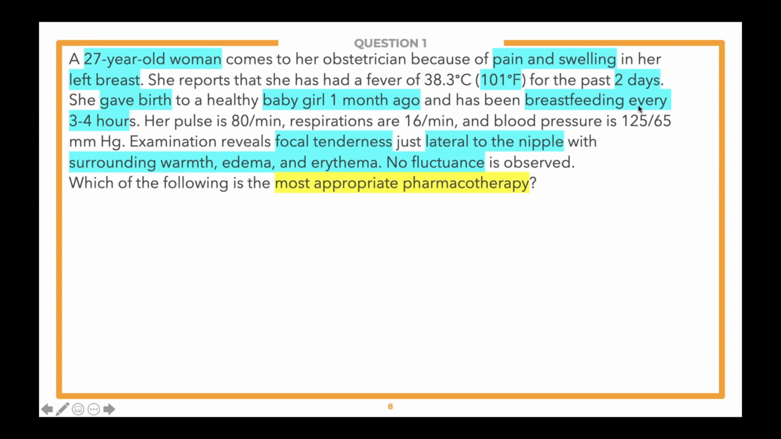So then they're asking us about the most appropriate pharmacotherapy. So I think we've got 2 steps here. One, I think we've got to come up with a diagnosis. And then 2, we've got to figure out what is the best therapy, pharmacotherapy specifically, for that diagnosis. So I think we've got a nice 2-step question here. So let's go ahead and take a look at the answer choices.